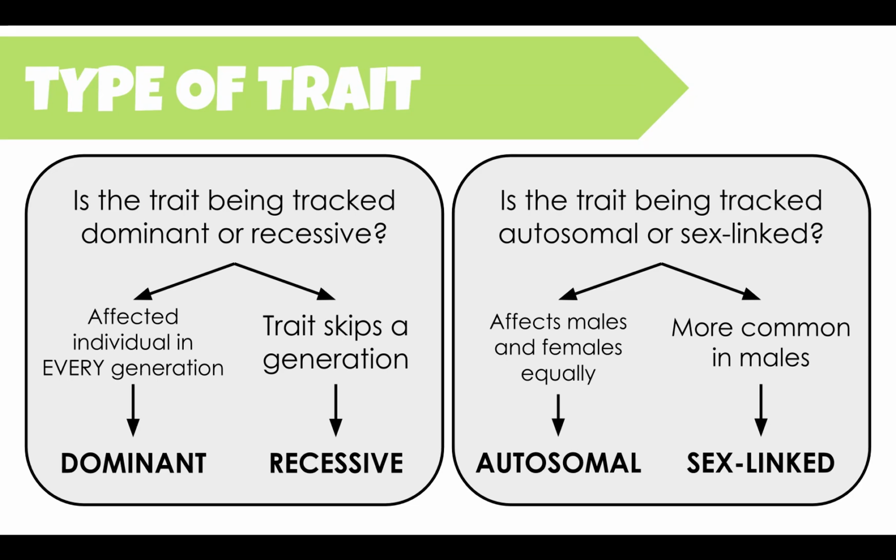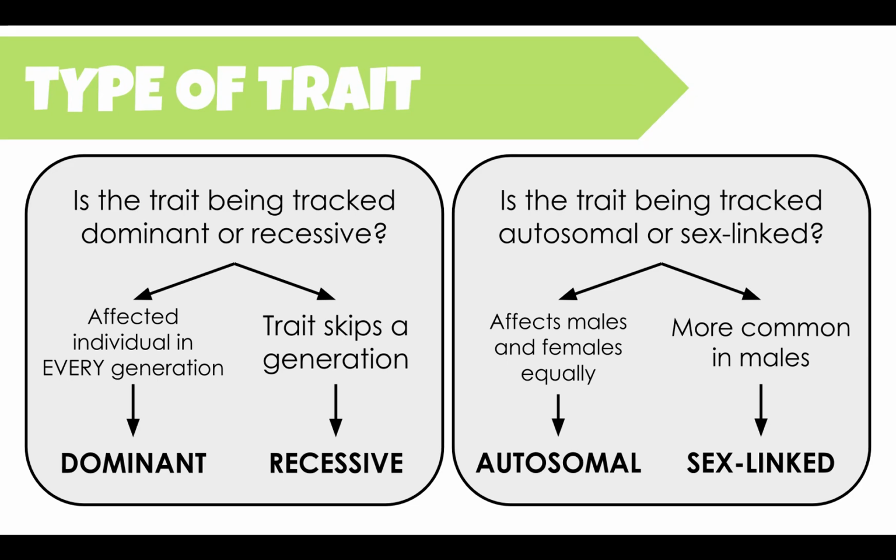We also need to know, is the trait that we're tracking an autosomal trait, meaning it falls on chromosome pairs 1 through 22? Or is it a sex-linked trait, meaning the trait is found on our sex chromosomes? So there's kind of 2 different ways we can figure this out. First is, do we see that the trait being tracked is affecting males and females equally? If so, it's probably an autosomal trait, right? It affects everybody. It's not just affecting males, not just affecting females.